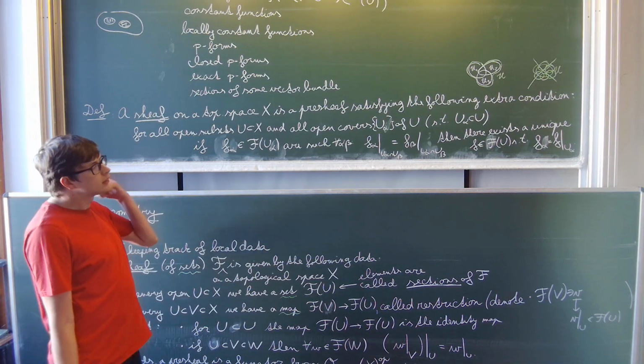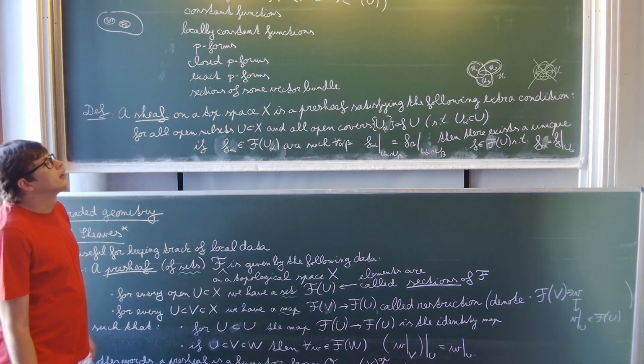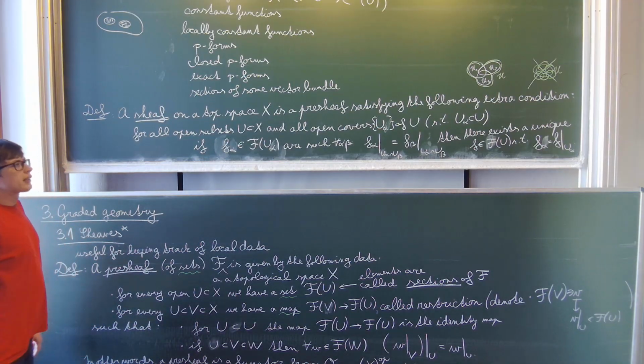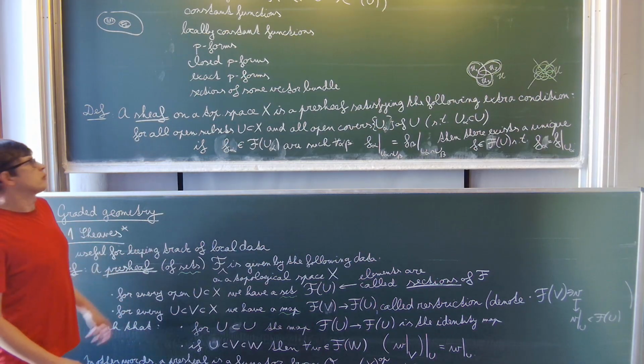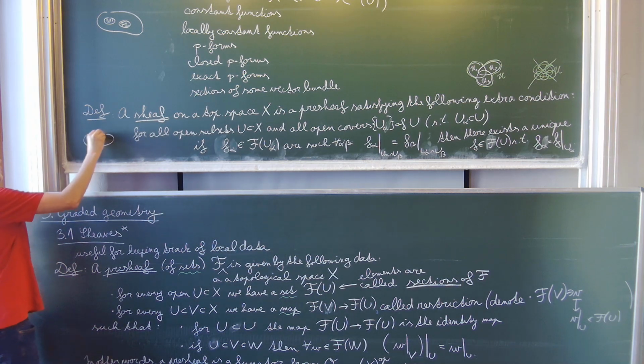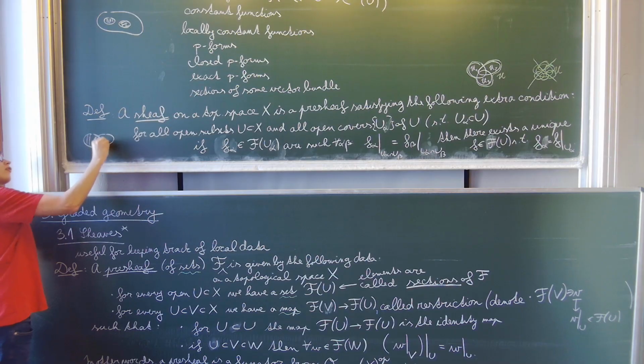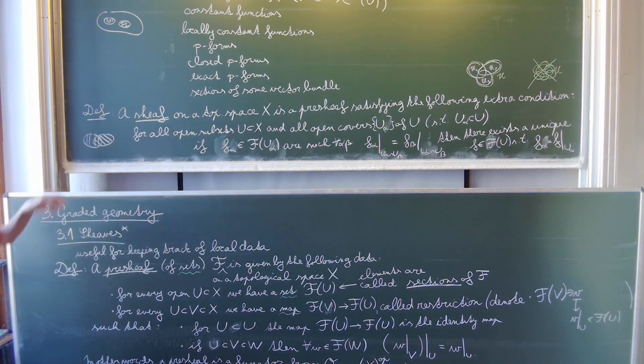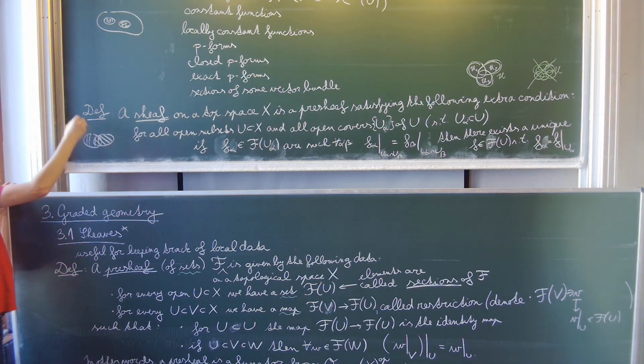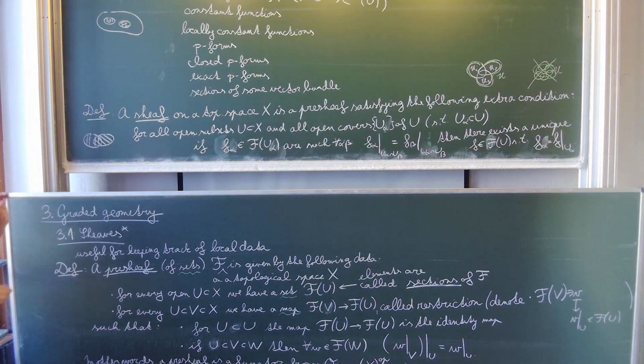Okay, so in terms of pictures, the condition is that I can glue things together and I can glue them uniquely. So if I have some section defined over this guy, and I have a section defined over this guy, and I know that if I restrict them to the middle, then they are the same, then I know that there should be precisely one thing that lives on the whole thing, which restricts to one and to the other on the respective open sets.